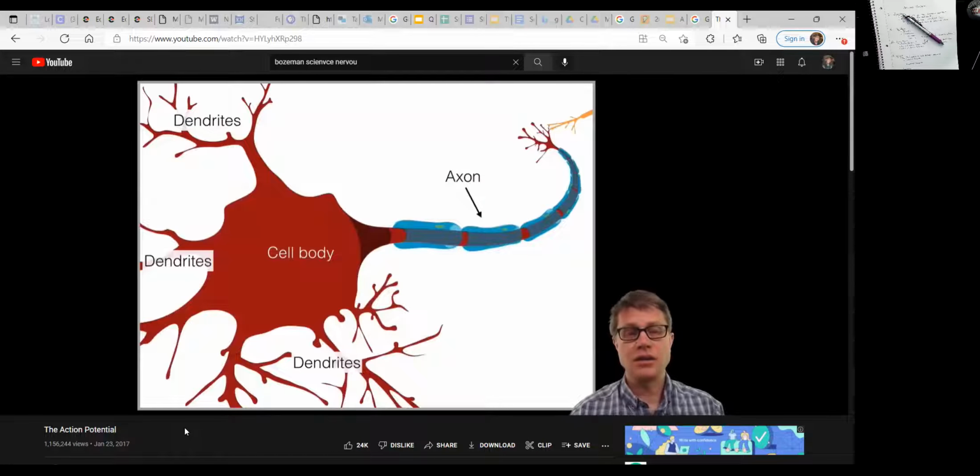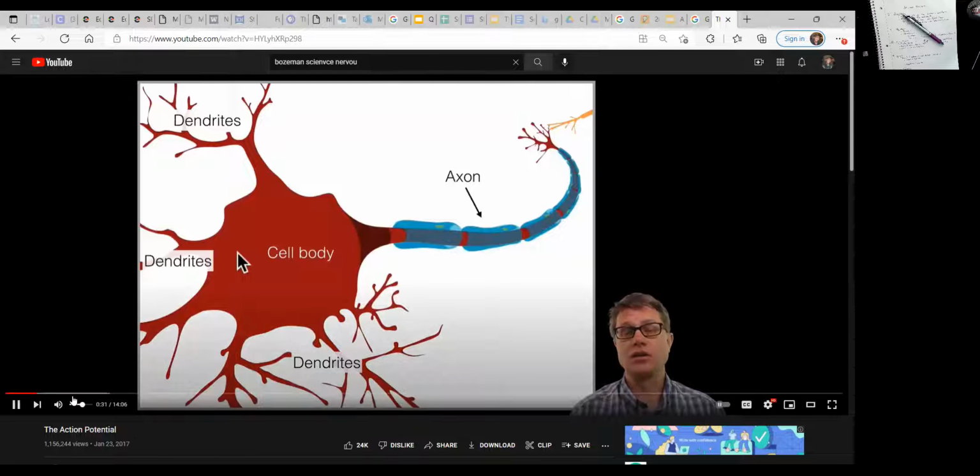So if we think about a neuron, it is getting information from its dendrites and cell body. Remember, they're connected to a lot of other neurons, and based on the summation of all of that information in neurotransmitters, it's either going to fire an action potential down the axon or not.